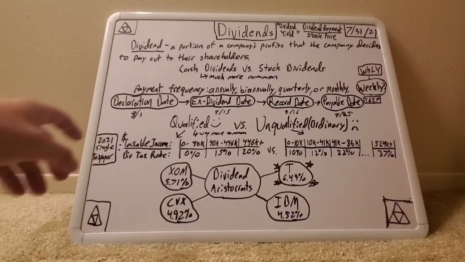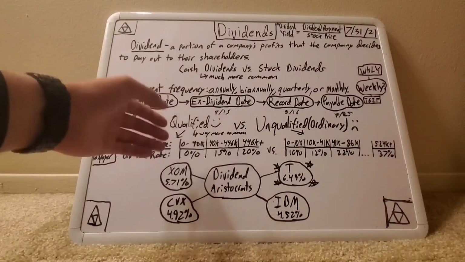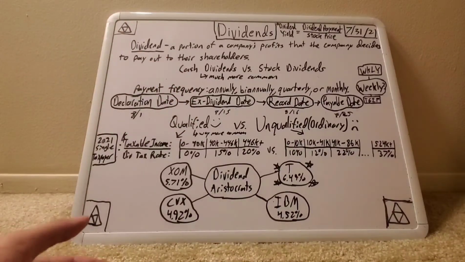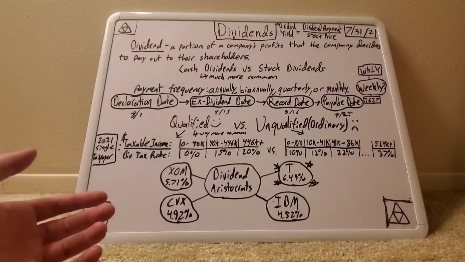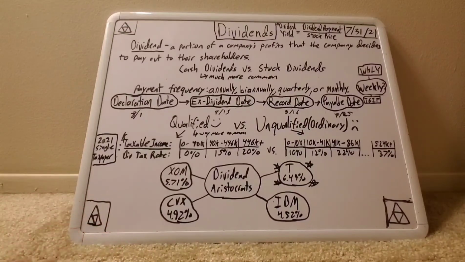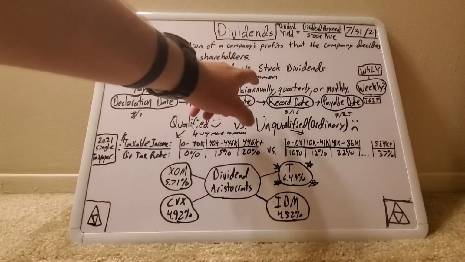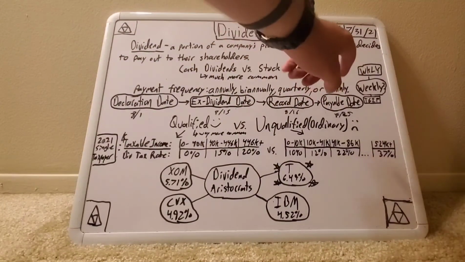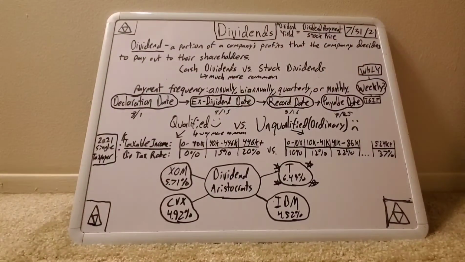So let's get into some different payment frequencies. So this is the annualized or biannualized payment frequencies that some companies will pay their dividends. Usually it's just either going to be annually, biannually, quarterly, or monthly. And there are actually some weekly stocks that do pay every single week. I found two of them.